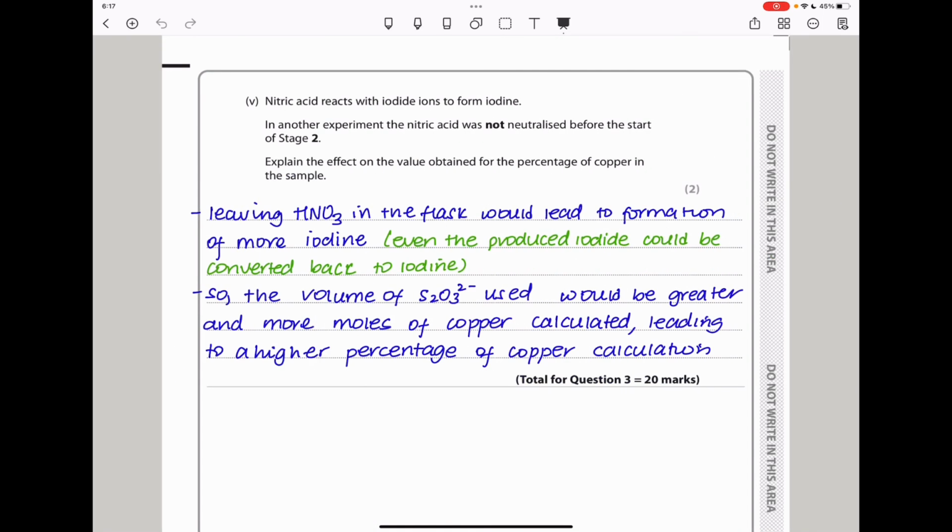Let's continue. Here they say nitric acid reacts with iodide ions to form iodine. In another experiment, the nitric acid was not neutralized before the start of stage 2. Explain the effect on the value obtained for the percentage of copper in the sample. Now remember, if you leave nitric acid in, since they've told us nitric acid reacts with iodide ions to form iodine, I want to take you back here.